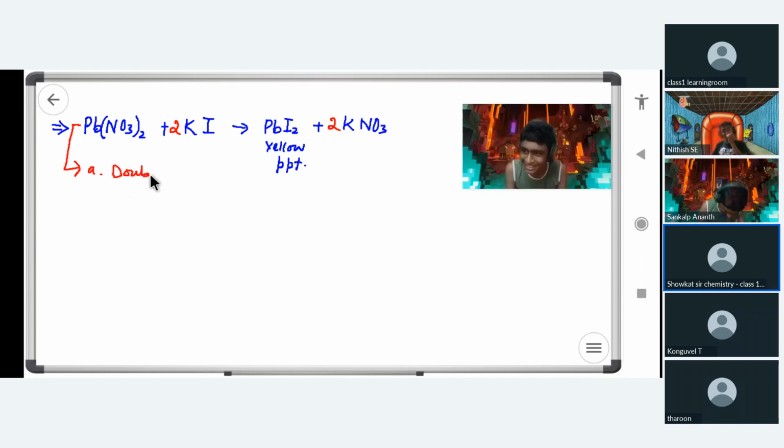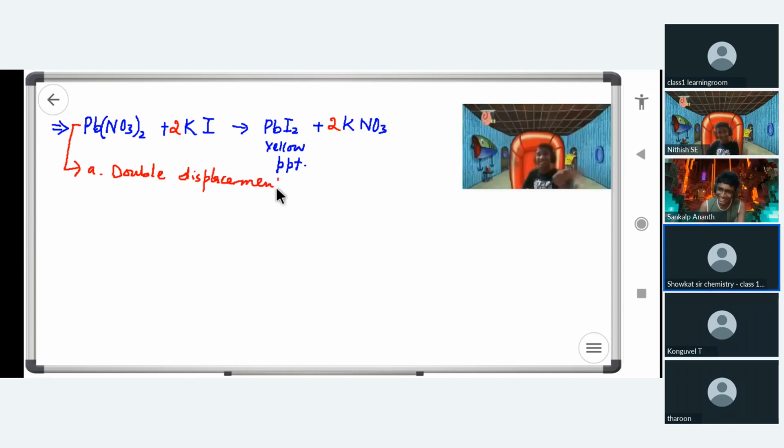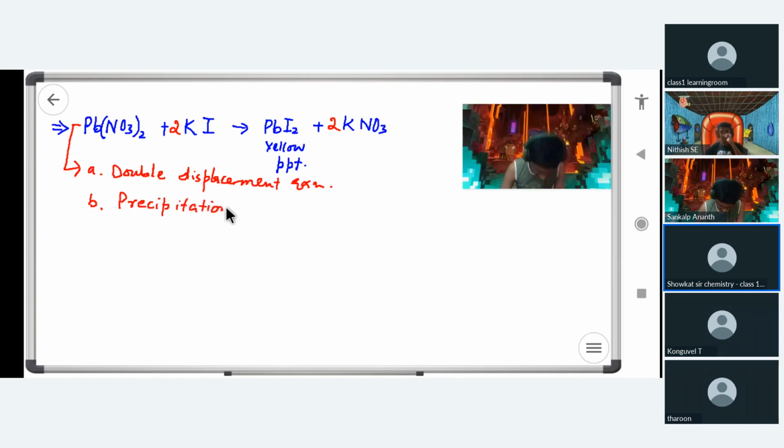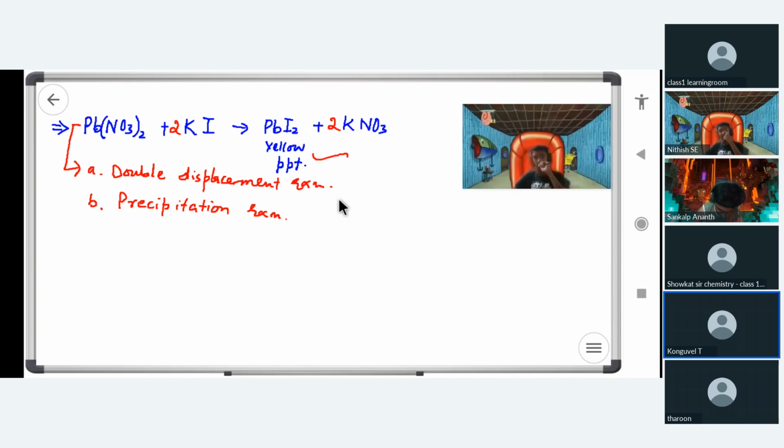Okay, now can you tell me, is it any other type of reaction? It's a redox reaction. It's a chemical reaction, definitely, but tell me the reaction which you have studied. Is it a precipitation reaction? Precipitation reaction, sir. Exactly, it is a precipitation reaction because here we are getting the precipitate of lead iodide, that is yellow precipitate.